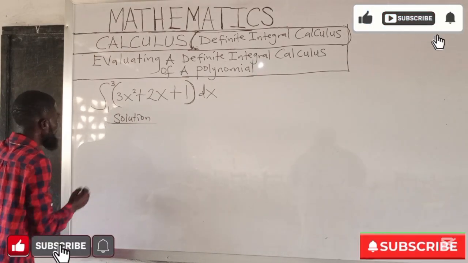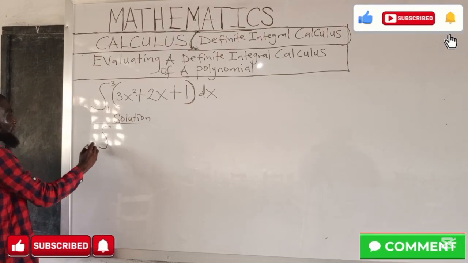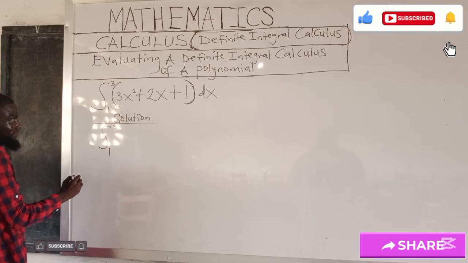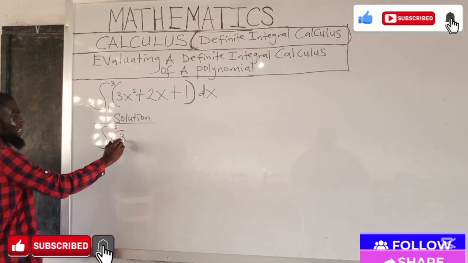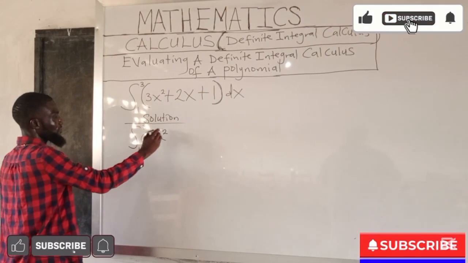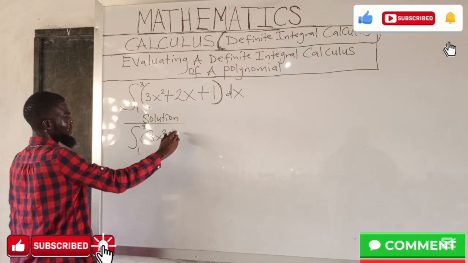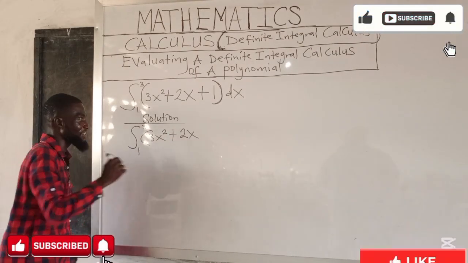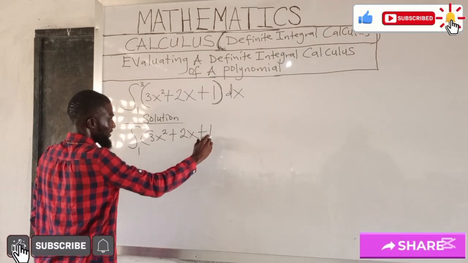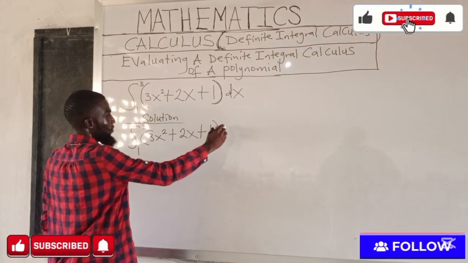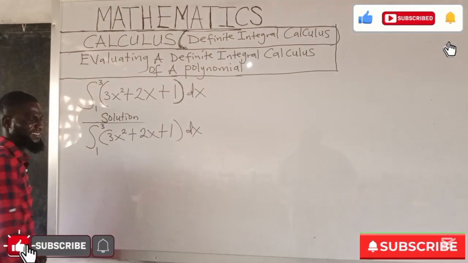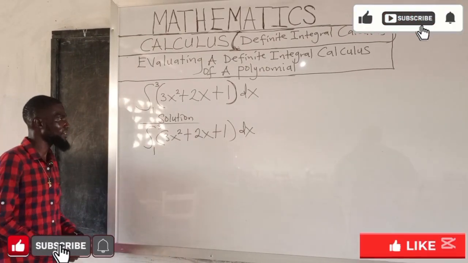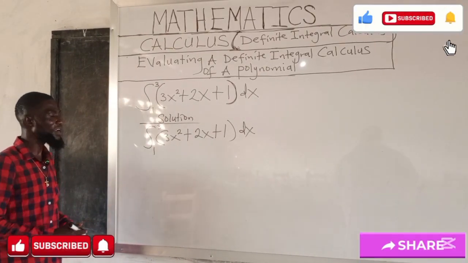On our solution today, we have the integral with upper limit 3 and lower limit 1, parenthesis open, 3x raised to the power of the exponent 2 plus 2x raised to the power of the exponent 1 plus 1, parenthesis closes. What do we have? dx. On this note, ladies and gentlemen, we'll be looking at this to solve our mathematical problem.